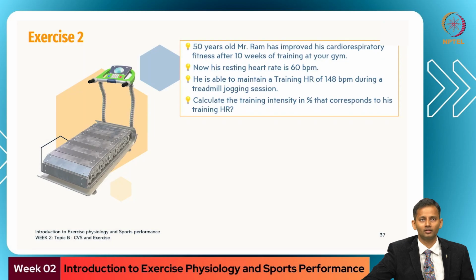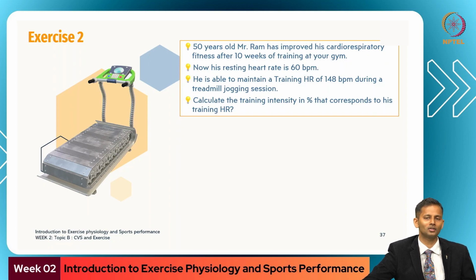Let's also consider another exercise. The same individual: you have trained him, he got conditioned over 10 weeks of your training program, he improved, and his resting heart rate, when you measure now, has come to 60 beats per minute. So you see the effect of training, which was initially 70, has now come down to 60 beats per minute.